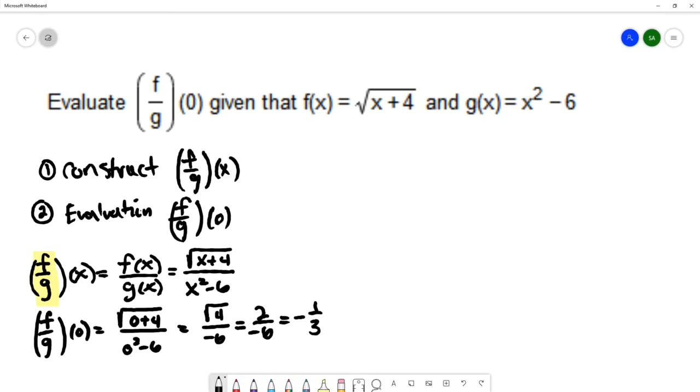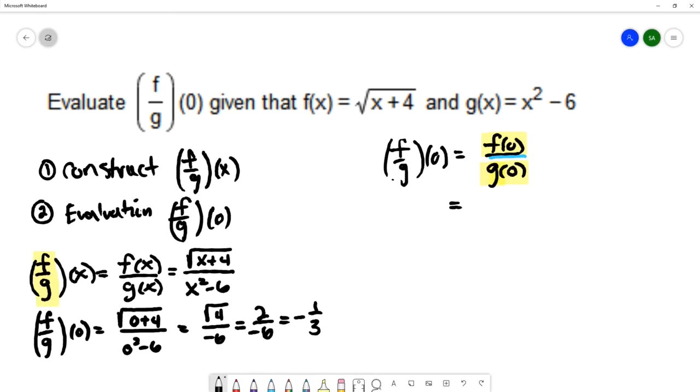So now I'm going to show you another approach that we can take, and that is to use these symbols, f over g of 0, and we're going to use the definition of f over g of 0, which is f of 0 over g of 0. And this tells me that I can calculate f of 0, calculate g of 0, and then divide to get the answer.